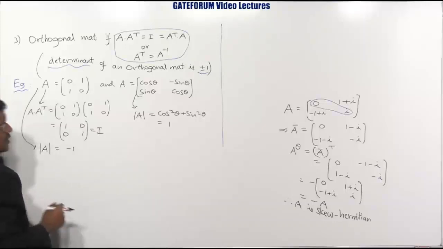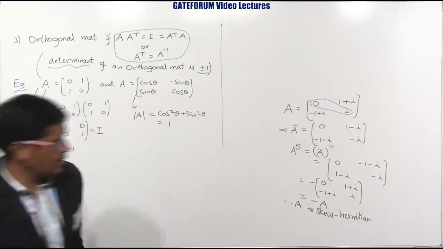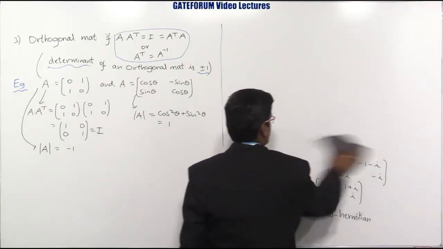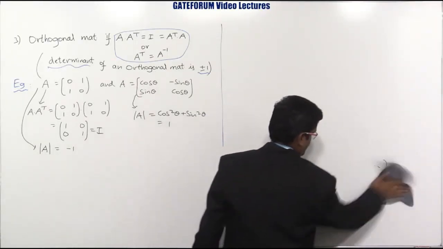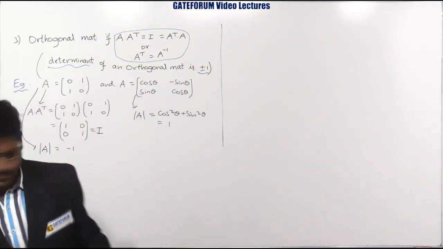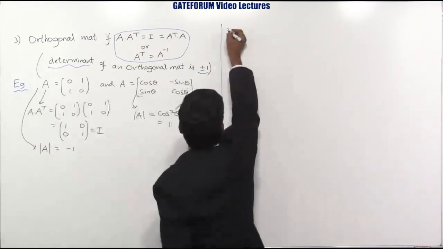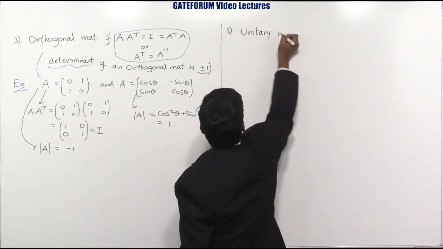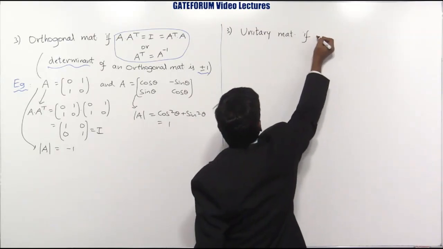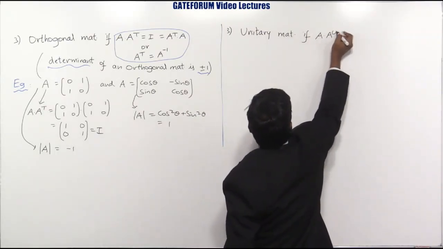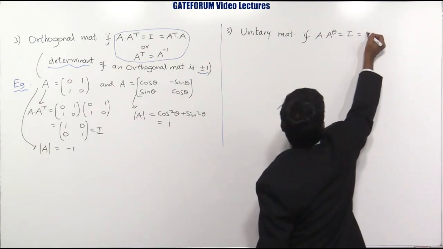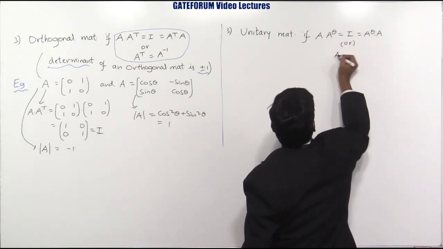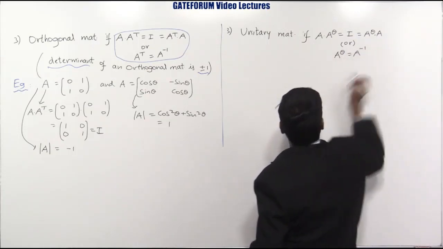Now, on this side, complex matrix, the third definition is the unitary matrix. If A into A theta is equal to I, is equal to A theta into A, or A theta is equal to A inverse.